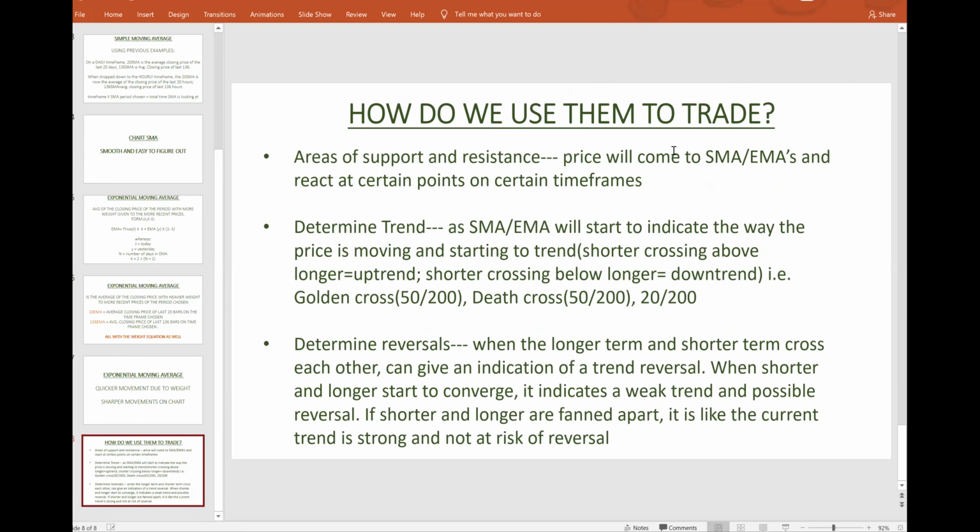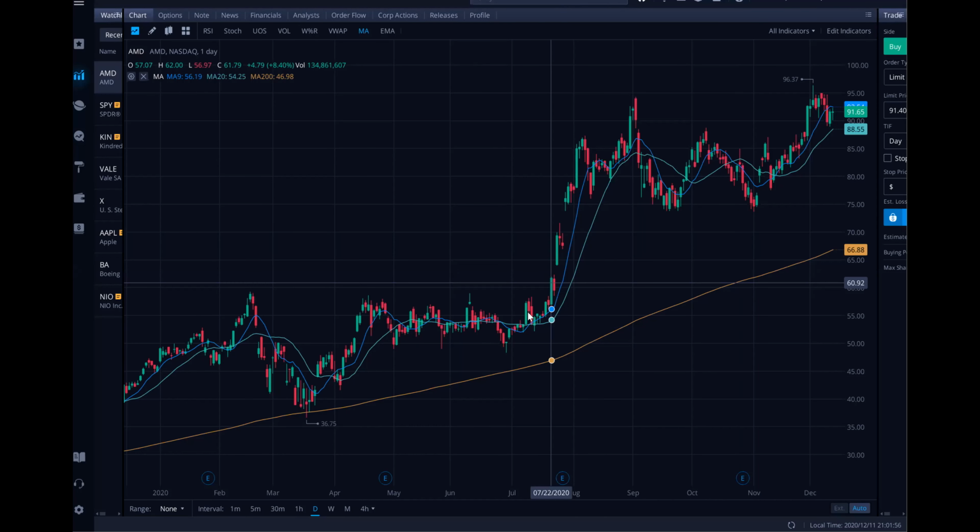And then how do we use them? We can use them as areas of support and resistance where the price comes down to the SMA or the EMA. And we'll show you. So you can see how like here it came down, bounced, opened up, looks like it bounced a little bit off the 9, started going back up again. And then here it crossed, came back, bounced. So you can use them in support and resistance in that way.